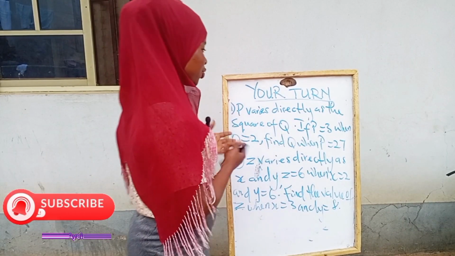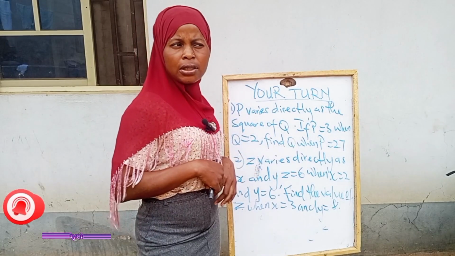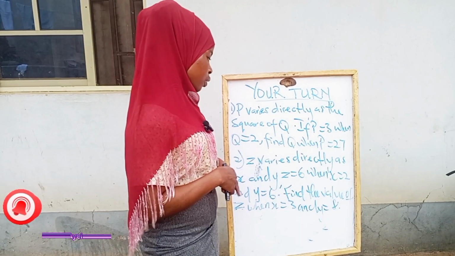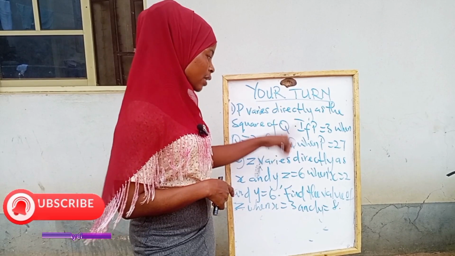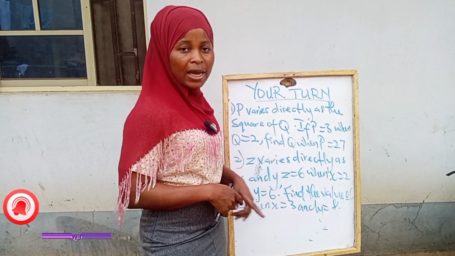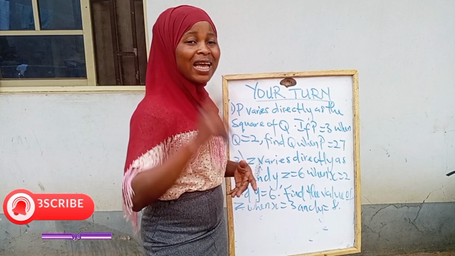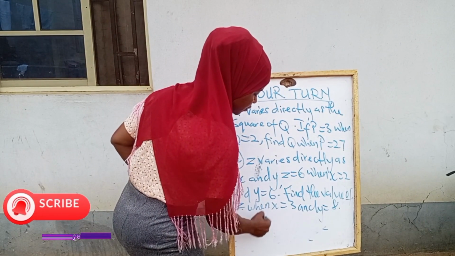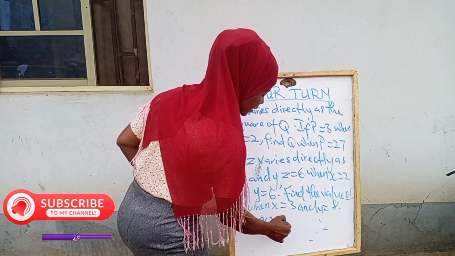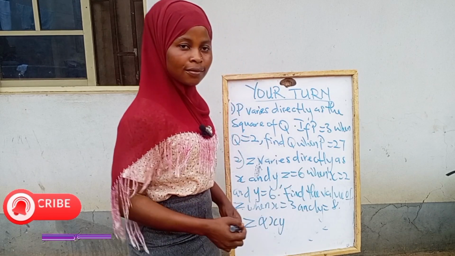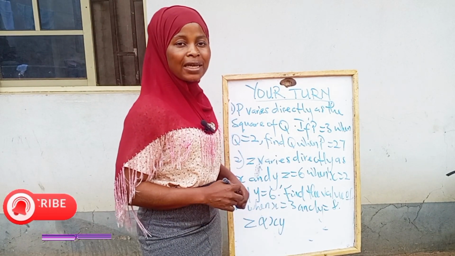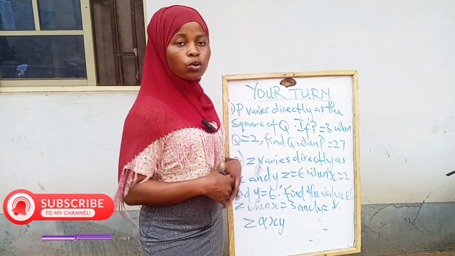Now, it's your turn. But before I leave, I want you to understand this question too very well. It says z varies directly as x and y. It means it varies directly as x and y. You are going to have z varies directly as xy. This is what you have before you introduce your constant k. So after that, you are good to go.